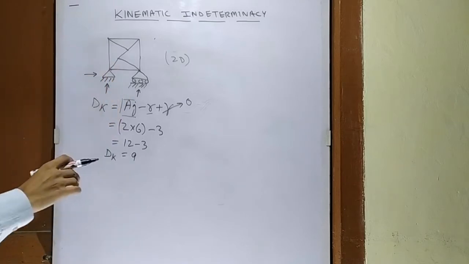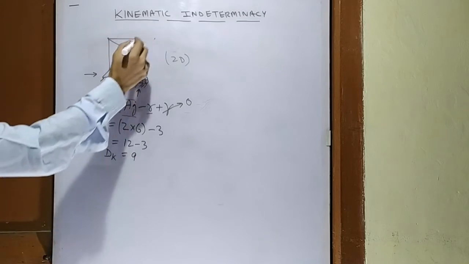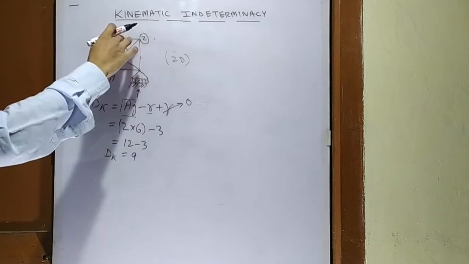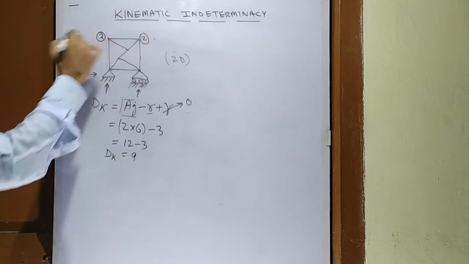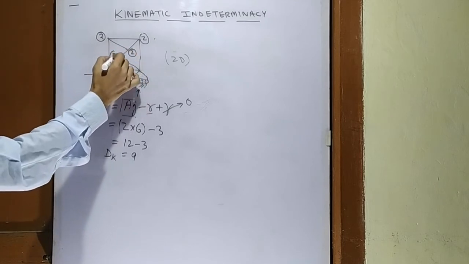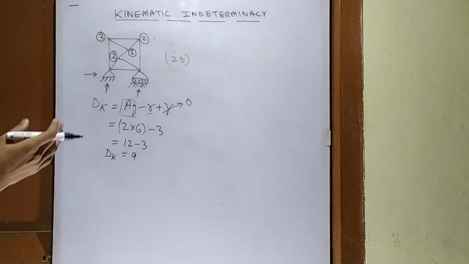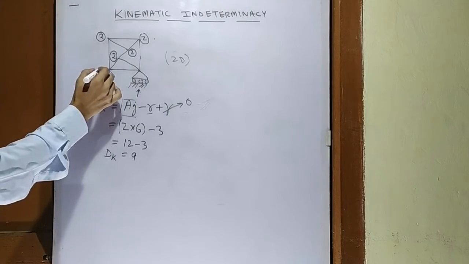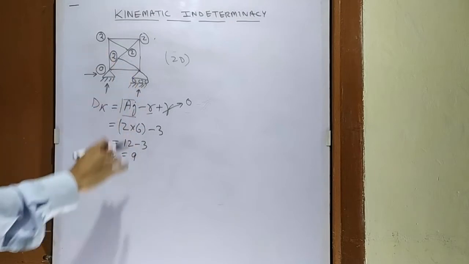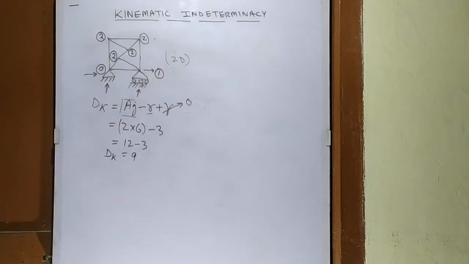So if I want to calculate from the figure directly, how will I calculate? This joint will have 2 degrees of freedom because it can move in x direction and in y direction. And at this joint there will also be 2 degrees of freedom, and at this joint also 2, and at this joint also 2. But this pin support will not provide any motion in x direction or y direction, so the degree of freedom will be 0. And this roller support will not provide any motion in y direction, but it will provide motion in x direction, so the degree of freedom will be 1 at this joint.